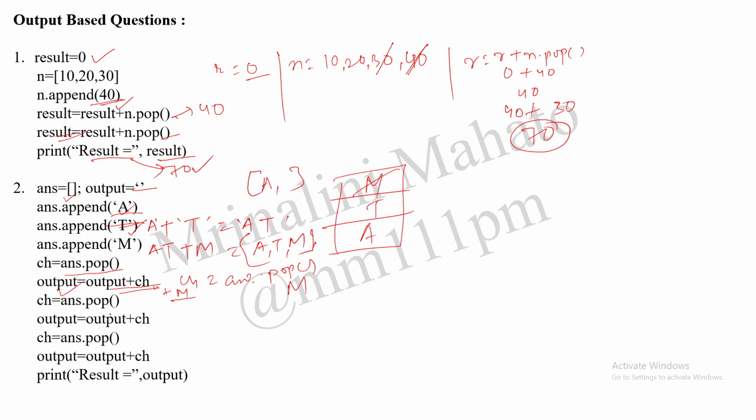M is now the output value. Now ans dot pop, again pop it, T. T will pop. So then M plus T here. Output value is M plus T, so M T will come. Deleted it. And the output value is M T. Now ans dot pop, again pop it, A. Deleted it. Now the output value is M T plus A. Okay. So then the output value will come M T A. This is the output value that will be generated.